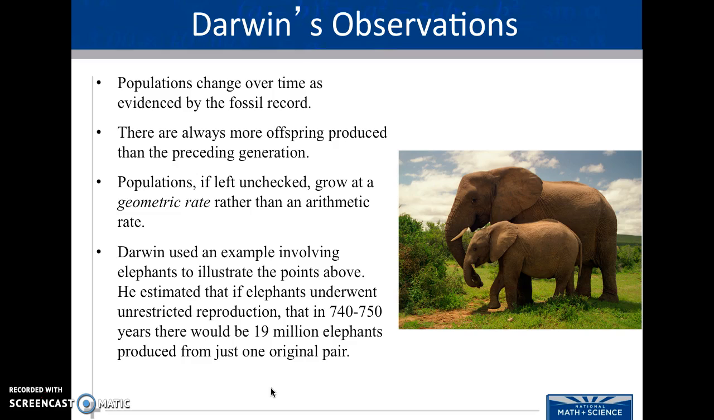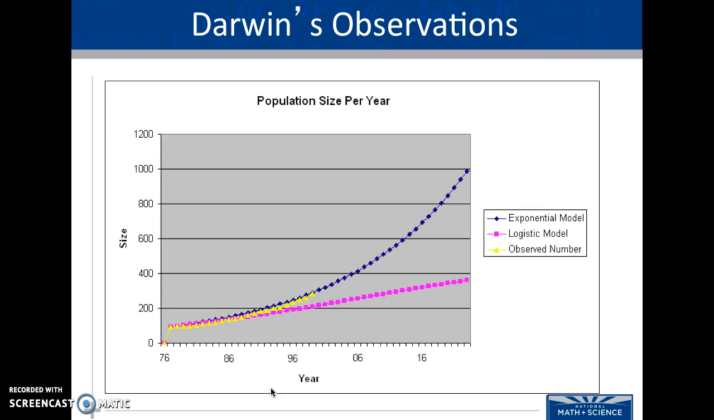He uses the example involving elephants to illustrate the points above. Basically, he claims that if elephants underwent unrestricted reproduction, over the course of about 800 years, it'd be 19 million elephants if we started with just 2. We obviously know that this is untrue because of all of the limiting factors that the environment provides for elephants. This is the connection between what we talked about with population and now with Darwin.